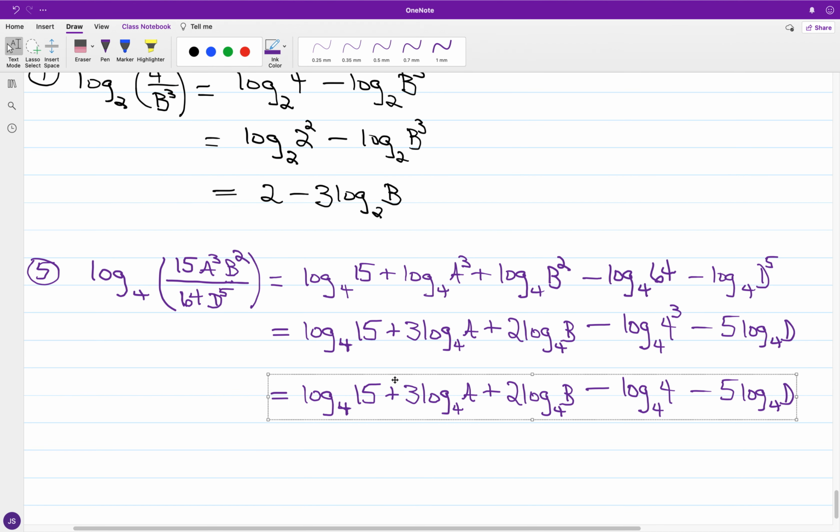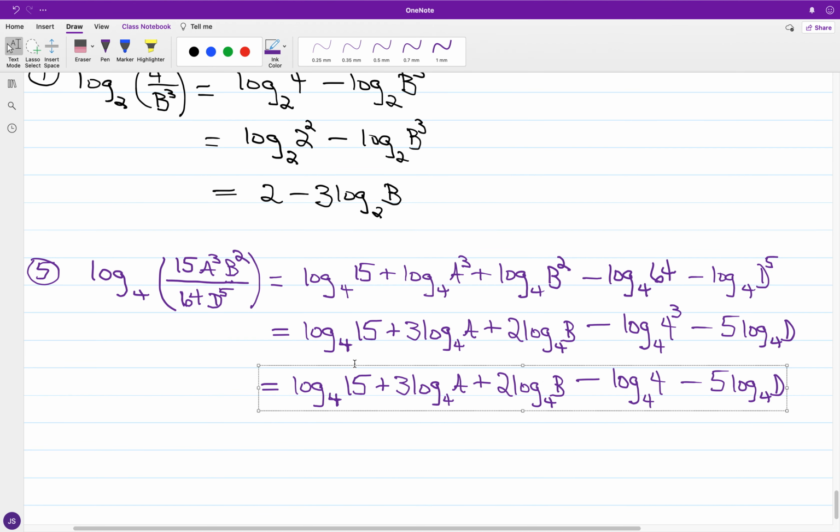Okay, so for the final dismount, you have the base 4 logarithm of 15 plus 3 times the base 4 logarithm of a plus 2 times the base 4 logarithm of b. And then with the term that follows, we can say we have minus 3, and we have minus, once again, 5 times the base 4 logarithm of d. Okay, so that will be the final answer in terms of expanding.